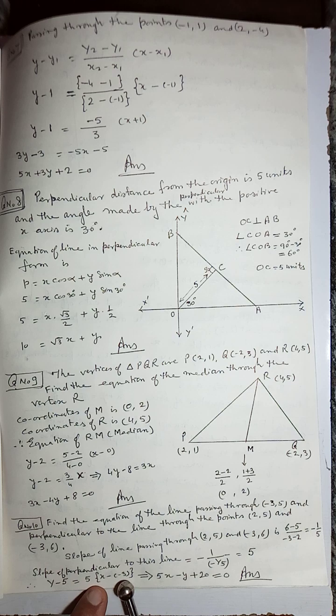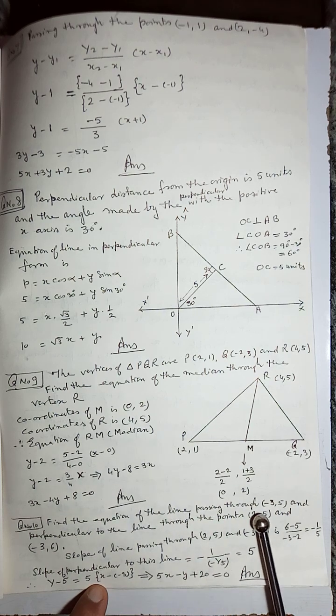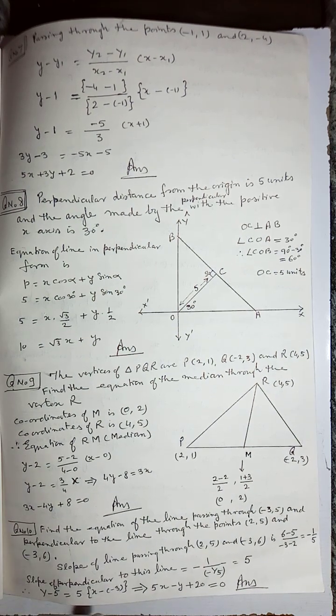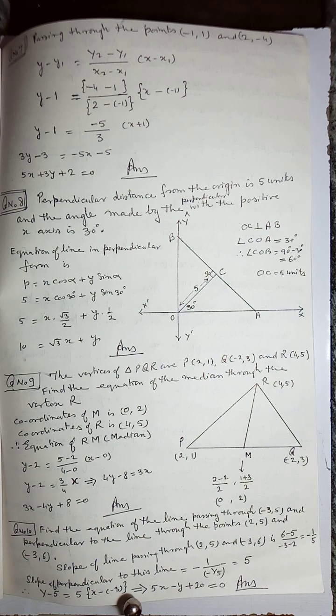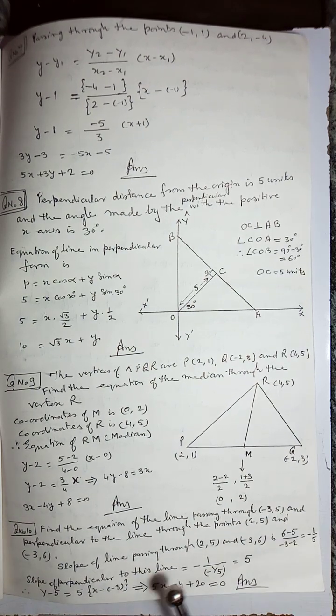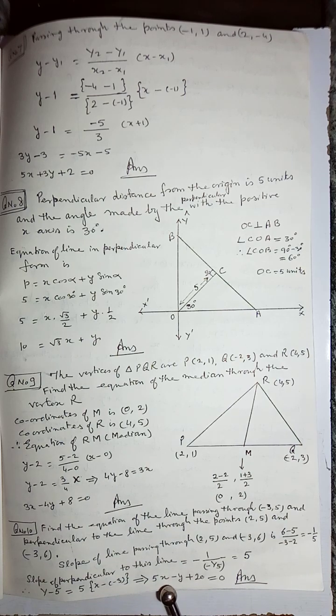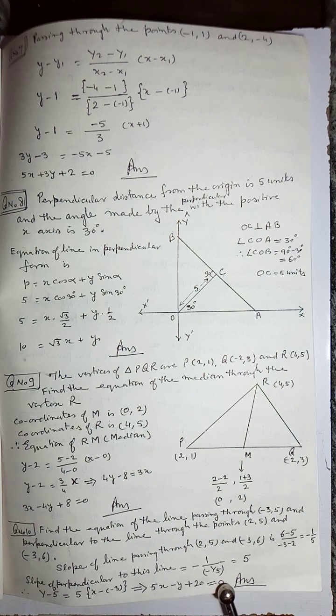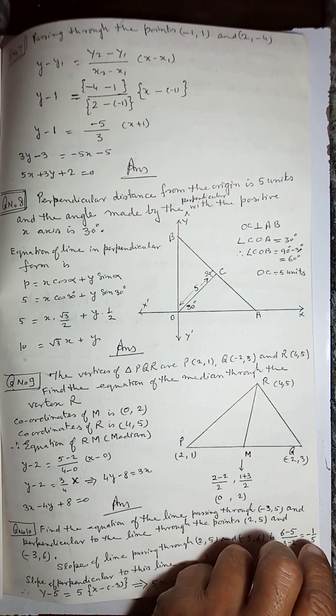X minus minus 3, because the line equation of the line passing through minus 3 and 5 is already given. The point is given. We have worked out the slope. So we have the slope and 1 point. So y minus y1 is equal to m into x minus x1. We have just substituted y1, that is minus 5, and x1, that is minus 3. So we will get 5x minus y plus 20 is equal to 0, and this will be the required answer of question number 10.